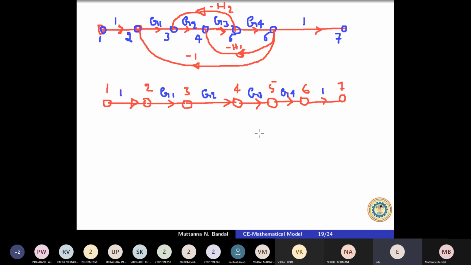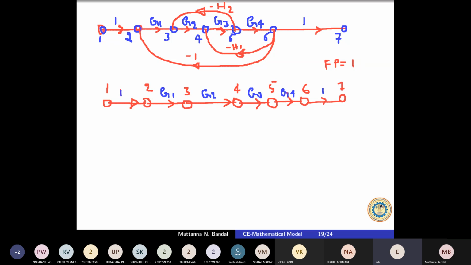Now, how many forward paths are there? I will write forward path is 1. I will say FP is equal to 1. There is only one forward path. Are there any other forward paths? If I take from 1 to 2, 2 to 3, 3 to 4, 4 to 5, 5 to 6, there are no loops that are going from left to right. So all others are going from right to left. So that cannot be considered as a forward path.